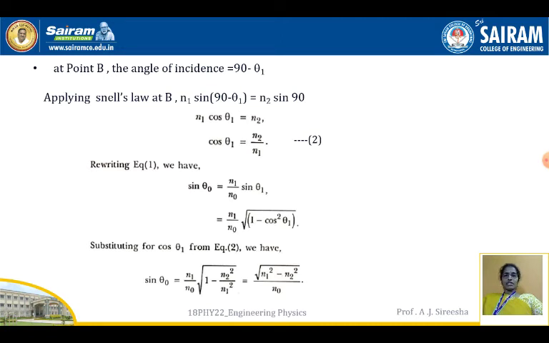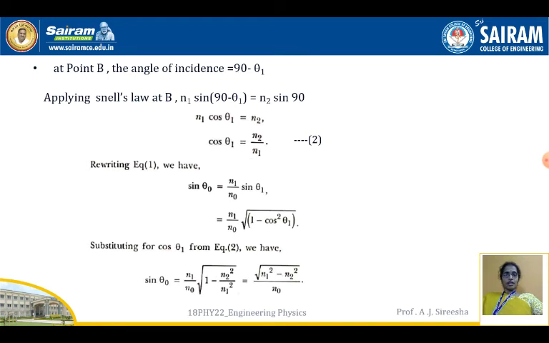Therefore, rearranging the terms, we get cos theta 1 is equal to N2 by N1. This is equation 2. Rewriting equation 1, we have sin theta naught is equal to N1 by N0 into sin theta 1. Substituting the value of theta naught, we get N1 by N0. Sin theta 1 can be written as root of 1 minus cos square theta 1. So, substituting the value of cos theta 1 from equation 2.